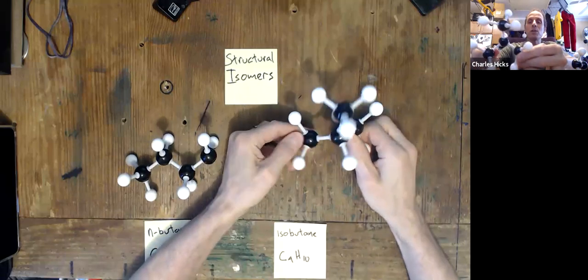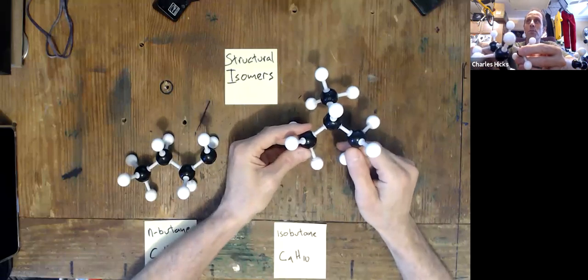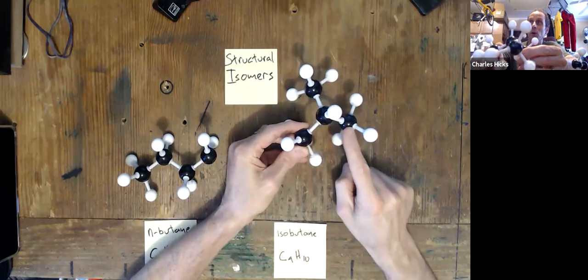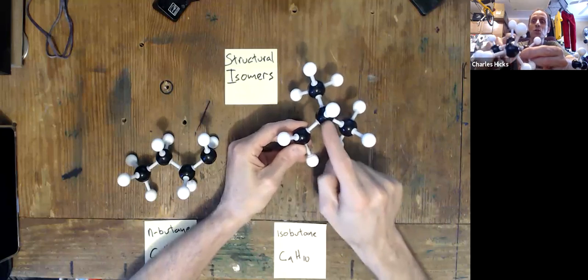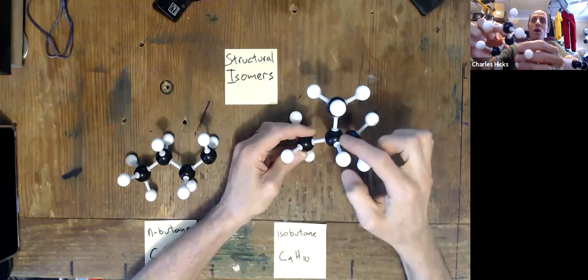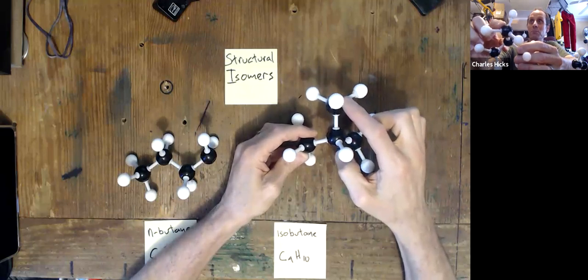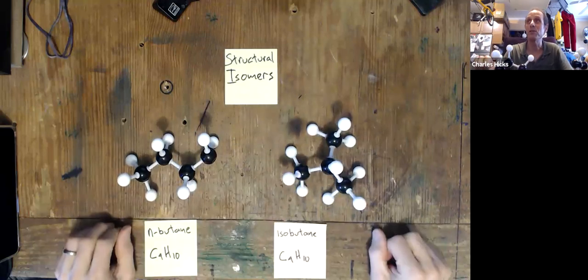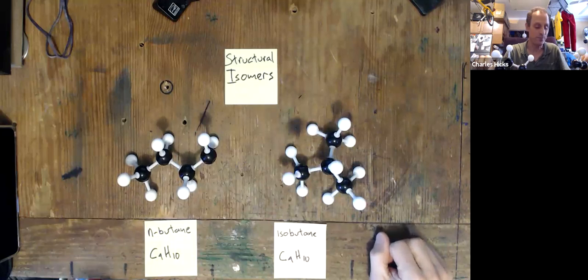In isobutane, the longest sequence of carbons we can find is 3 in a row. So this is a 3-carbon chain which has one of the carbons branching off in the middle. These are another example of structural isomers.